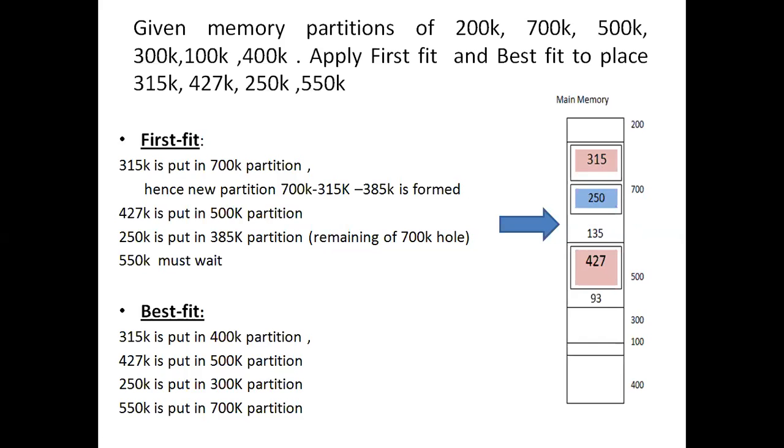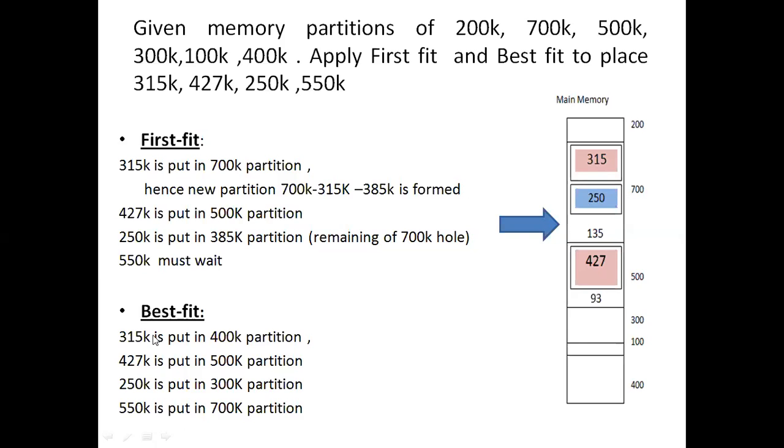Okay, so with the same memory, if we apply the best fit, where will 315 go? It will check which is good enough so that a small hole is left over. In that case, it will go and sit in the last place. 315 will sit here. 427 will go and sit in the 500 memory partition. 250 will go and sit in the 300 memory partition, and 550 will go and sit in the 700 partition. Right?